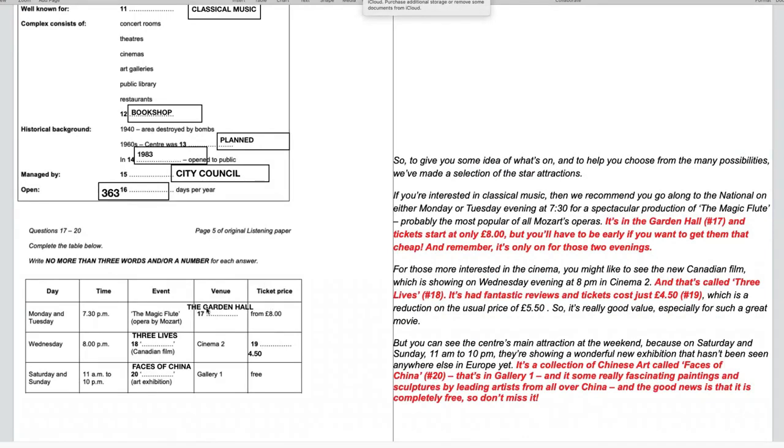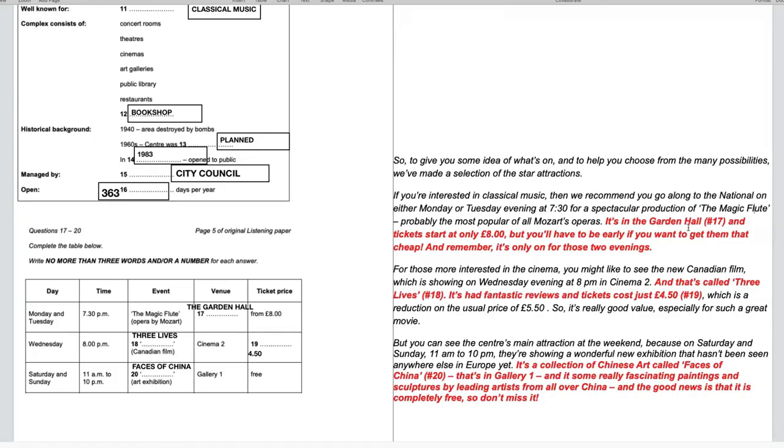Let's start with number 17. Notice how the speaker spoke for a little bit beforehand, but the keywords Monday or Tuesday, 7:30, and the Magic Flute, these were all given in the transcript. So these are 3 clues that should have told us to look at the venue first. Also, as we know, these are more than likely going to come in order. So 17 was our first answer and the first thing we heard in the transcript. He said it's in the garden hall.